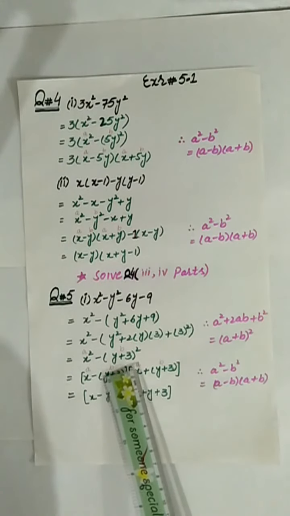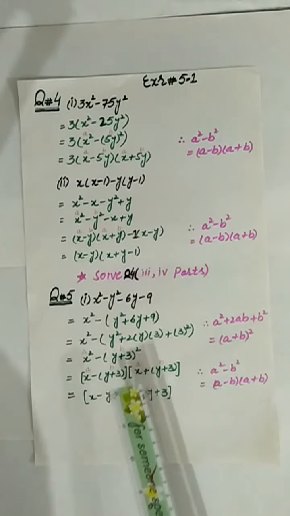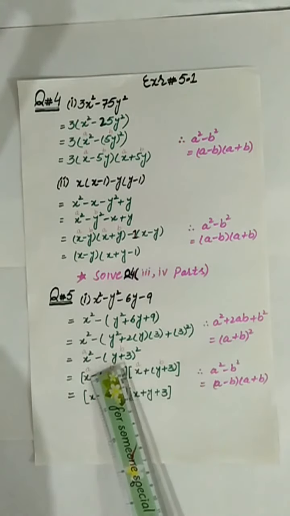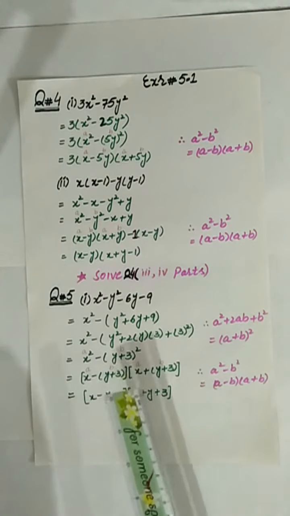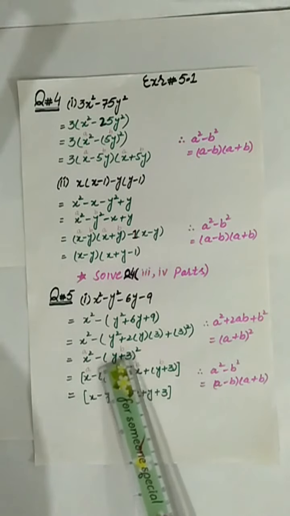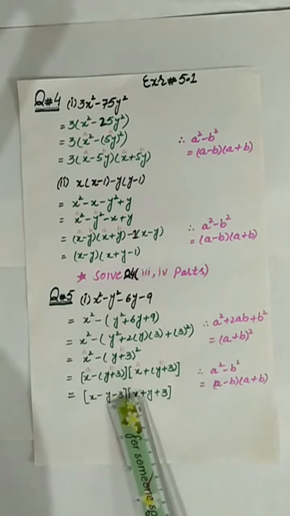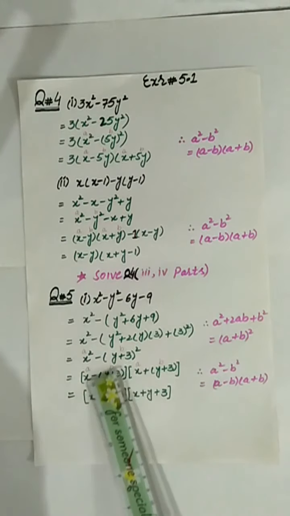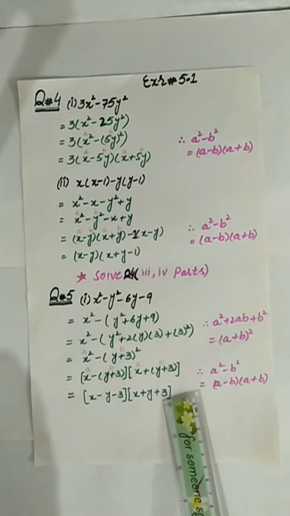I have already discussed this bracket, because here we must use the bracket. If we do not use the bracket, the negative sign will appear only with this minus y. So we will use the bracket here. After multiplying this y plus 3 value with this negative sign, the expression will become equal to x minus y minus 3, multiplied by x plus y plus 3.